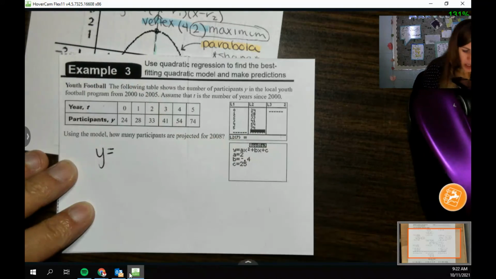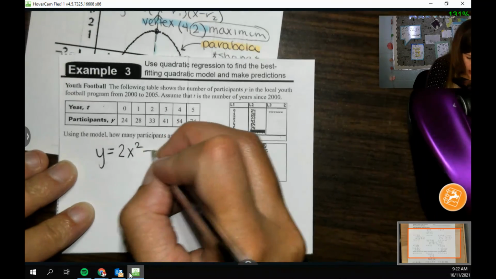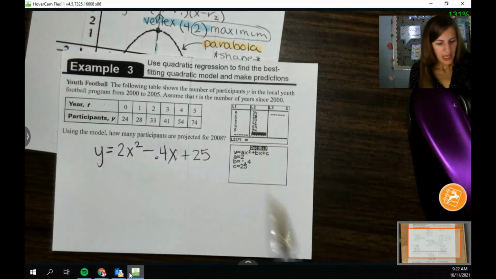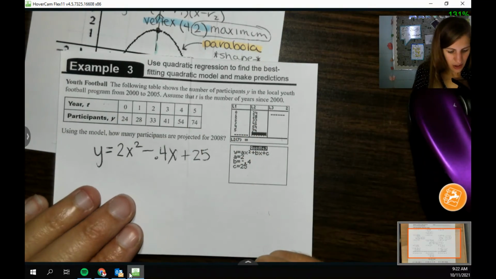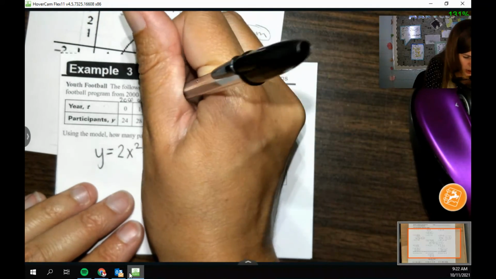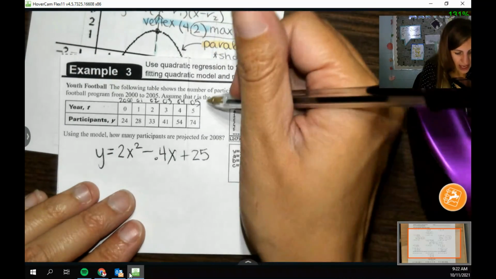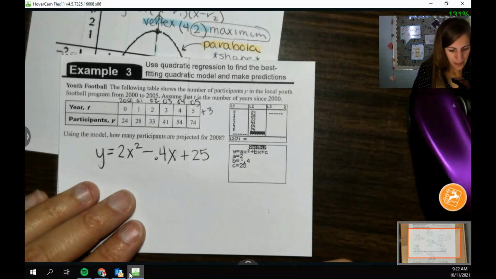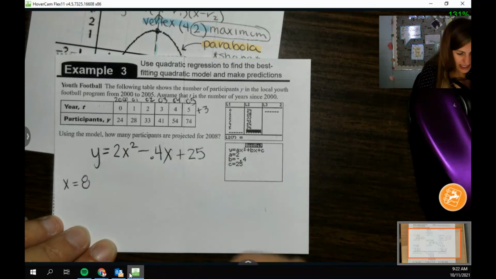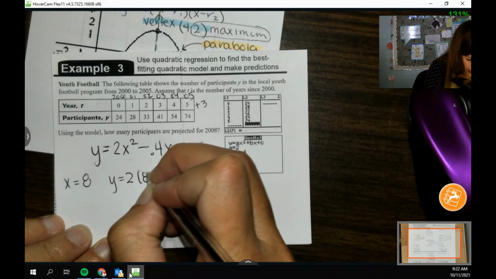And so when I write my equation, I'm going to have y equals 2x squared minus 0.4x plus 25. And if these are years since 2000, so this is 2000, this is 01, 02, 03, 04, 05, and we want to predict for 08, I have to go 3 more years, which means the x value that I want to plug in is actually 8. And so then we'll plug that in to figure out what the y value is.